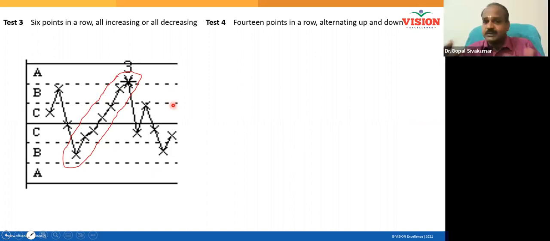Based on the normal distribution only, we are creating rules. People might say the rules come from Western Electric Company. No. They generated them based on natural behavior. So now, continuously 6 points moving upward. Instead of alternating up and down, it is moving upward. There is a pattern. There is a trend. Can you see a straight line pattern? Can you see the trend is moving upward?